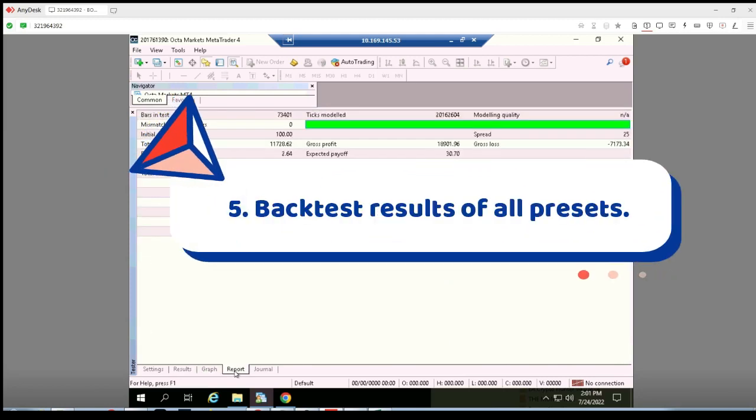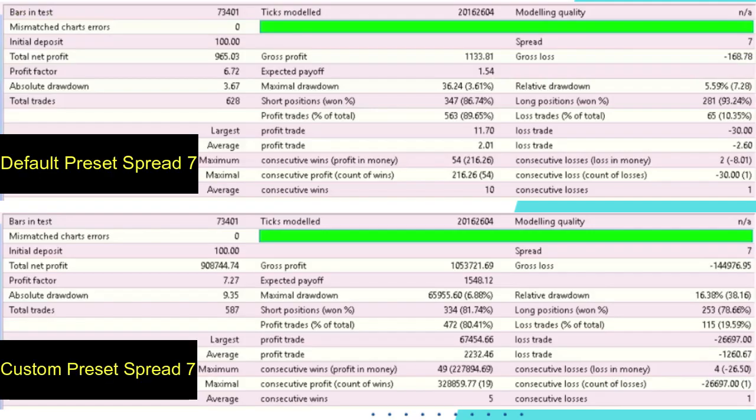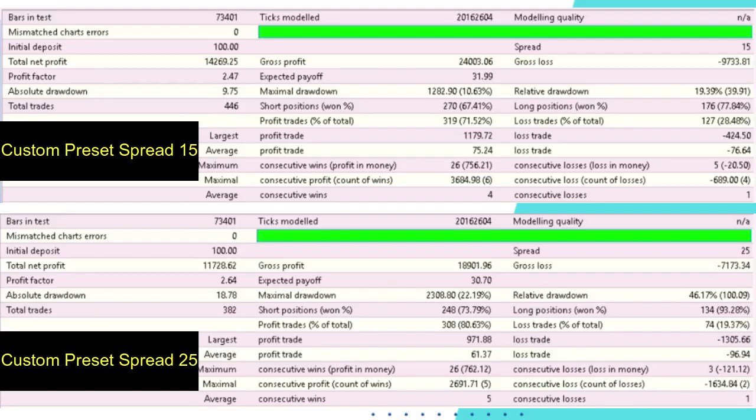5. Backtest results of all presets. Okay, I will make a summary of the four presets. Please, you can conclude for yourself how the performance of this Everest expert advisor is. Give your opinion in the comments for joint discussion.